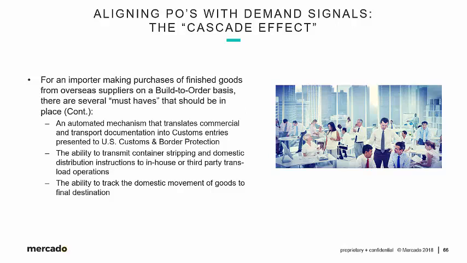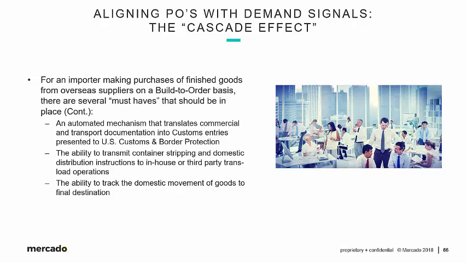As goods arrive to the U.S., clear customs, we are deciding as the importer what to do with that merchandise. Where to send it, to what DC, to what warehouse in the United States. So we want the ability to transmit container, shipping, and domestic distribution instructions to an in-house or third-party transload operation. That's a mouthful. We're going to get into things like transload and buyer's consolidation when we get into the logistics module.